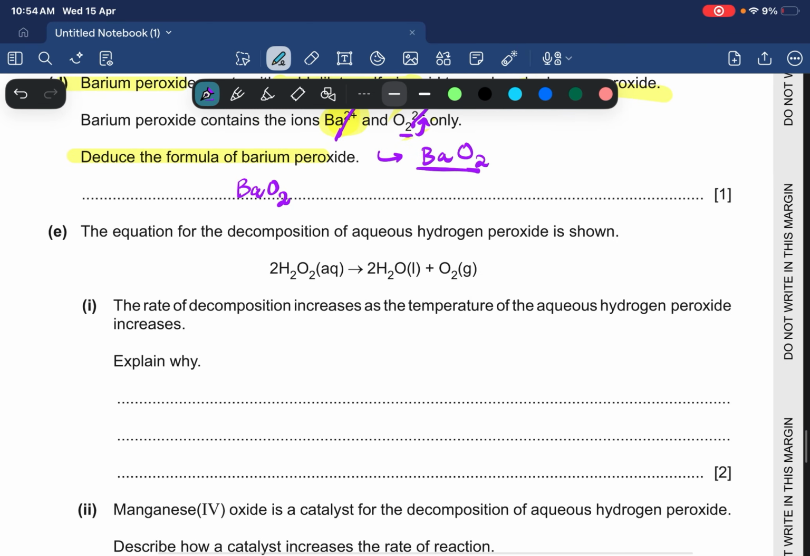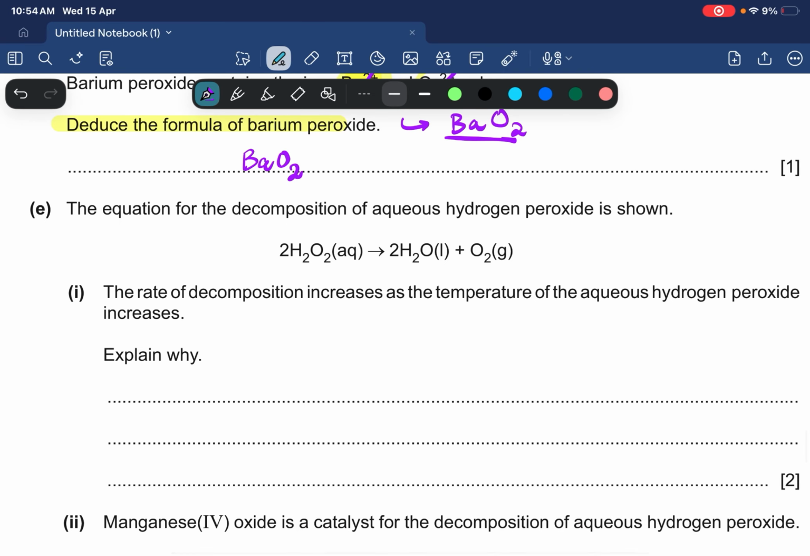The equation for the decomposition of hydrogen peroxide is shown. The rate of decomposition increases as the temperature of the aqueous solution increases. Explain why. Okay. Why does the rate increase when temperature increases? Because the kinetics of the reaction increase as the temperature increases. Got it? Explain why.